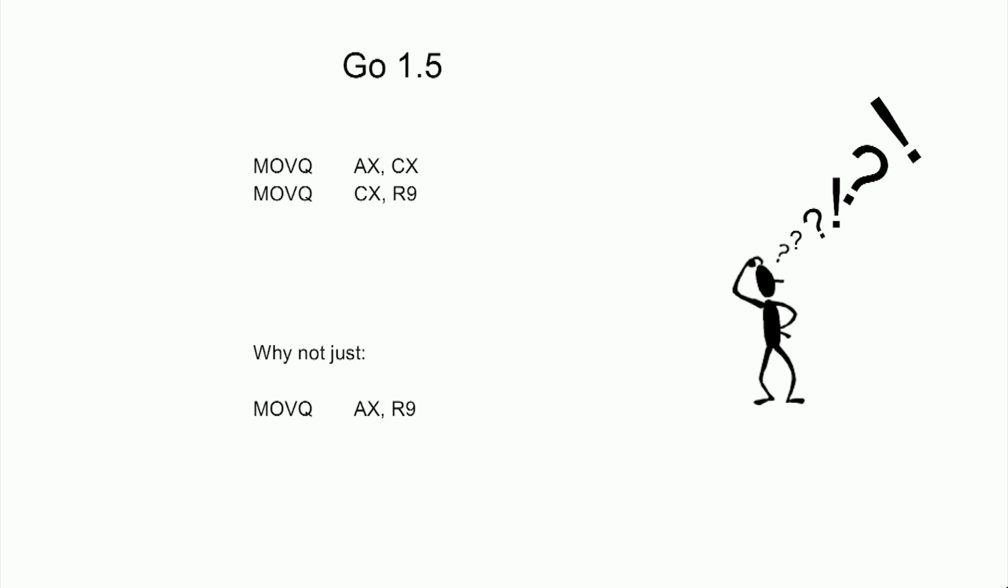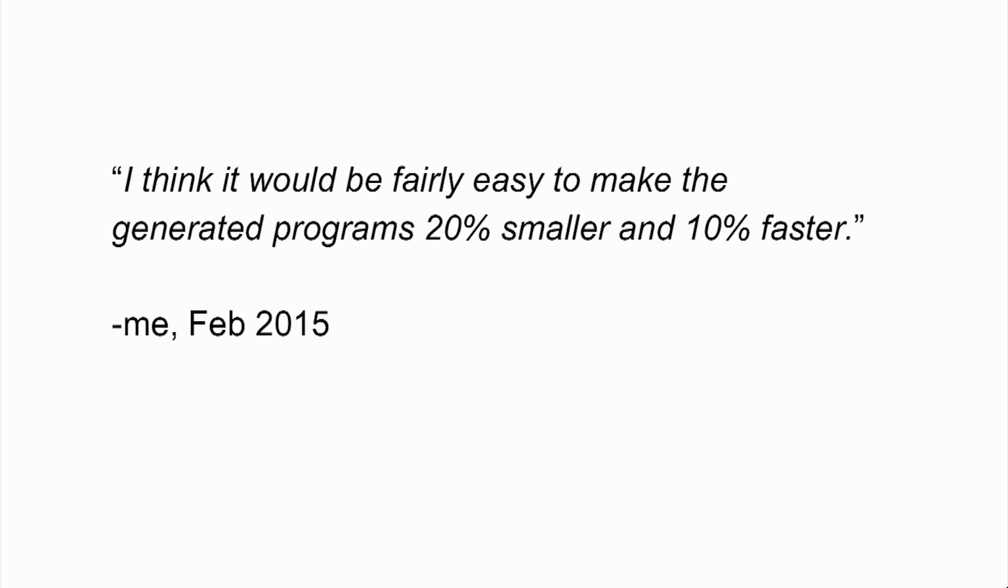And at this point, I was getting frustrated with the quality of the code generated by the Go 1.5 compiler. And so as part of that frustration, I decided to claim that we could totally do a better job than the current compiler's doing. We could make the code 20% smaller and 10% faster. And I sort of made up these numbers, totally with no evidence whatsoever that this is actually possible, just sort of my anecdotal evidence looking at compiled code.